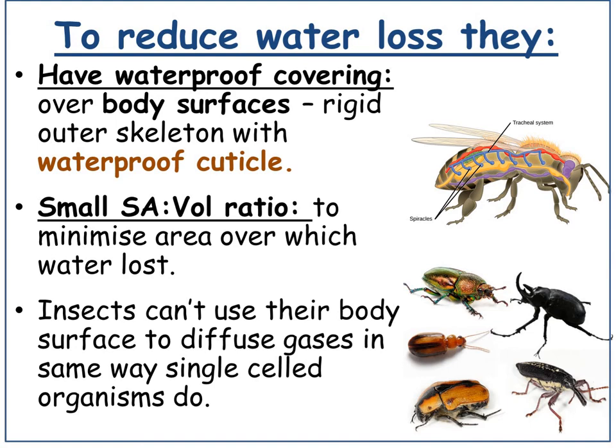So they have some things that can help them naturally to reduce the water loss. So they have a waterproof outer covering over their body surface, which is a rigid outer skeleton with a waterproof cuticle. So if you look at beetles, they have a very shiny surface. That's because they have a waterproof cuticle. And they also have a quite smooth shape, which reduces their surface area to volume ratio over which water can be lost.